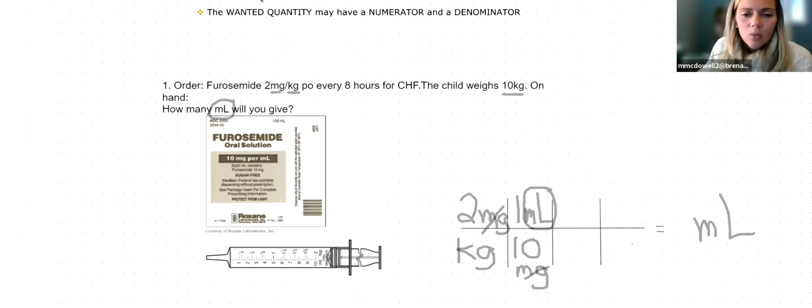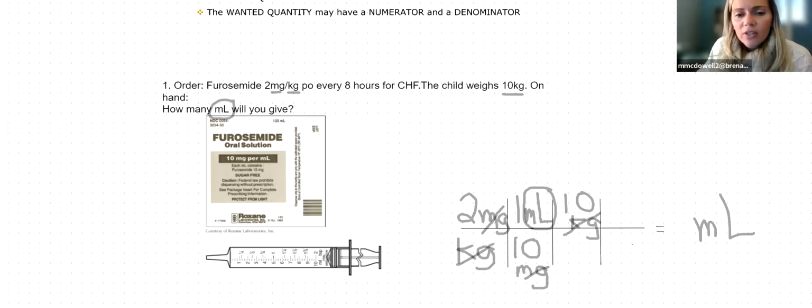Now, you'll see we still have kilograms out there, so that means there's still some conversions to do. In this problem, I've given you that the child weighs 10 kilograms. So that will have to be put up top so that we can eliminate kilograms and kilograms. And now we can see we've eliminated all of our unwanted quantities and we have what we need, which is milliliters.